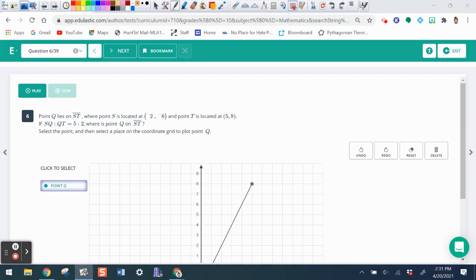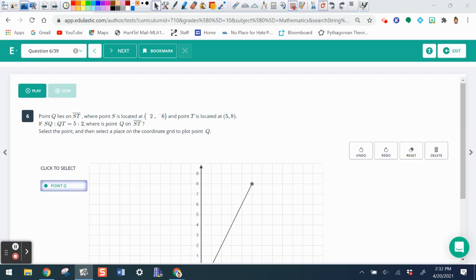So this is a ratio right here comparing the lengths of SQ to QT. They're not really saying that the length of SQ has to be 5 or the length of QT has to be 2, but that the ratio between the two line segments has to simplify to 5 to 2. So just dealing with integers, SQ could be 10 and QT could be 4, or SQ could be 15 and QT could be 6. But that's really just primarily looking at integers. It could be anything as long as the ratio can simplify to 5 to 2. So we're talking about distance here.